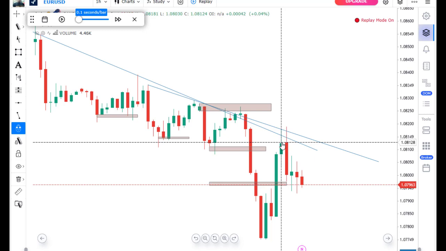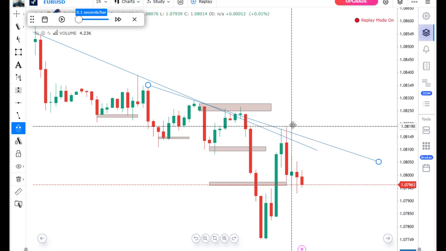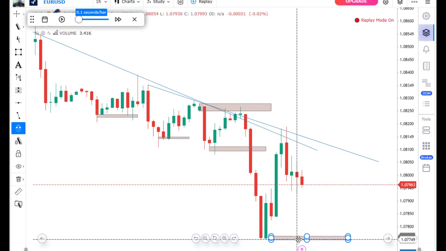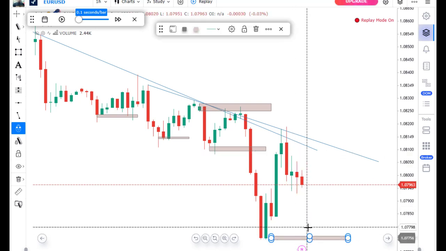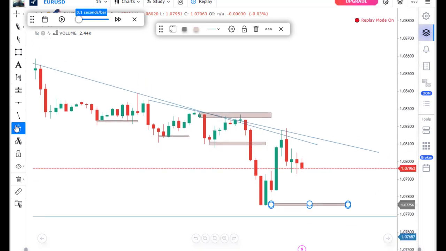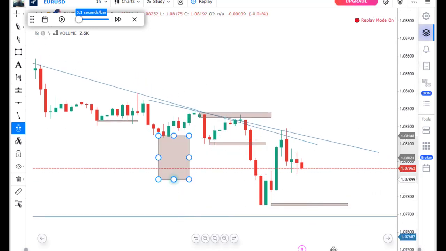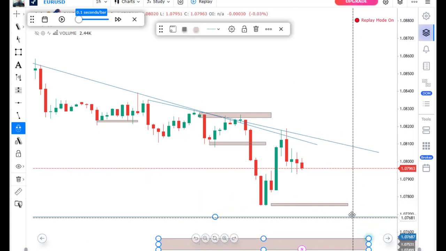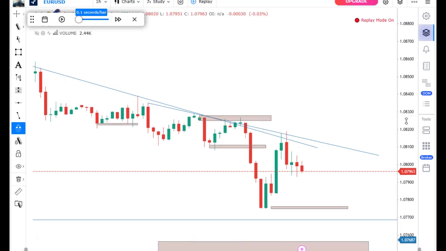So what you do, you can enter here, your stop loss above there. You have your first target at this previous low here, and then you have another target maybe somewhere a little bit further, maybe below here. You can have another target somewhere below here. And then let's see how price plays out.